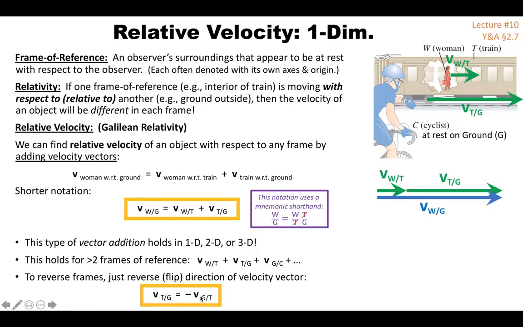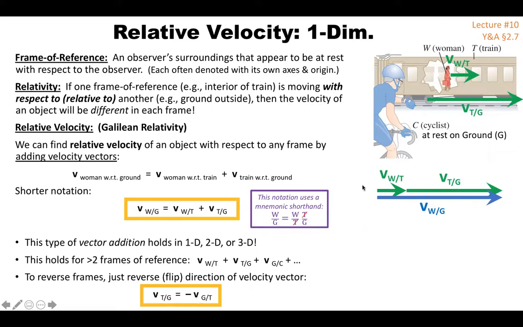So you can see, therefore, that the velocity of the ground with respect to an observer on the train is just the negative of the velocity of the train with respect to an observer on the ground. So if you ever need to reverse those two frames, the object and frame that are in the subscript here, just multiply by -1.